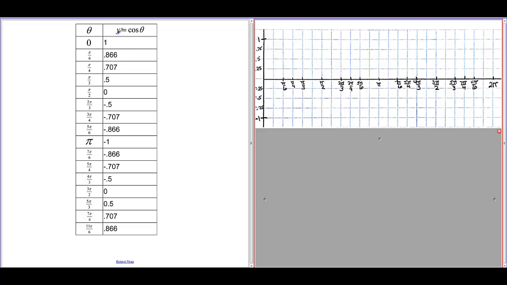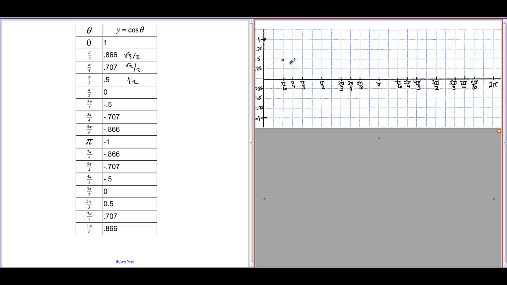Let's do the exact same thing for y equals cosine of theta, and we're going to get the same values because we used the same values for x and y. So we have the square root of 3 over 2 here. Here's the square root of 2 over 2, and this is the 1/2. But cosine starts at 1. It does not start at 0.